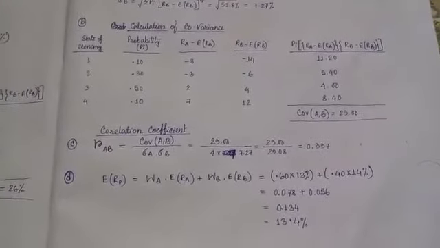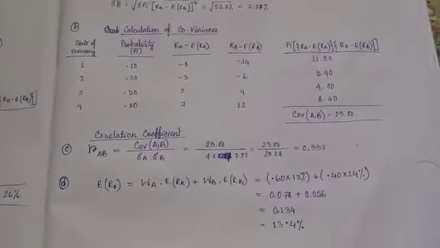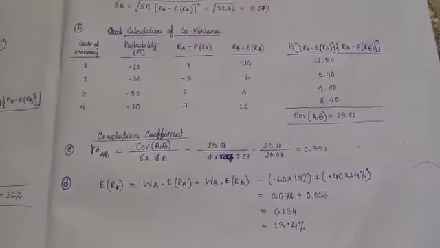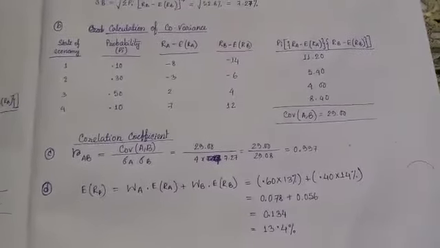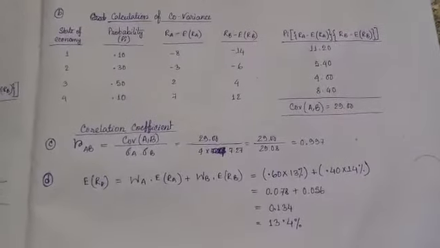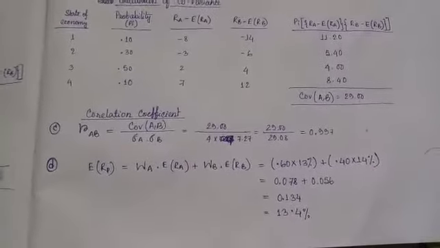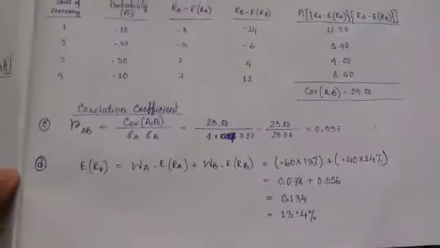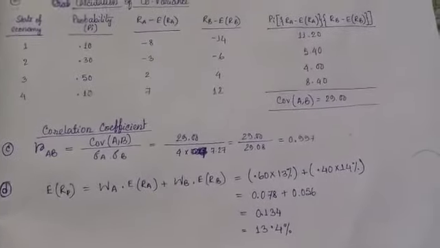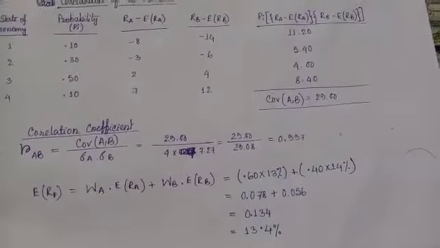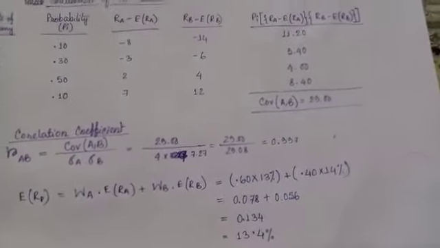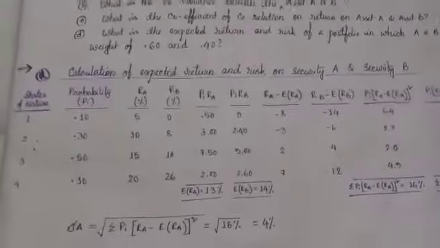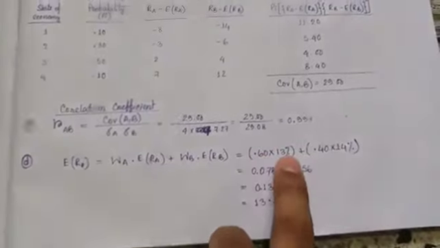Expected return of the portfolio is the summation of the expected return of individual security with their associated weight. So here the formula of expected return of the portfolio, that means ERP, is WA into ERA plus WB into ERB. Here WA is given in the question, it is 0.60. Expected return of security A is calculated earlier, it is 13%. So it is 0.60 into 13%.